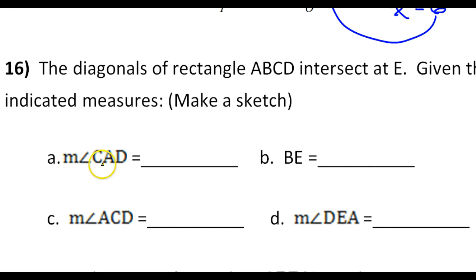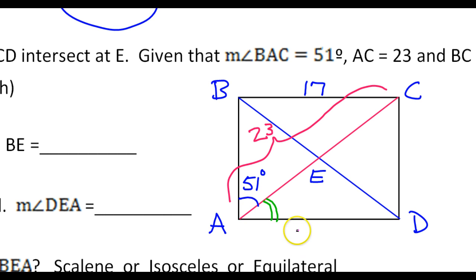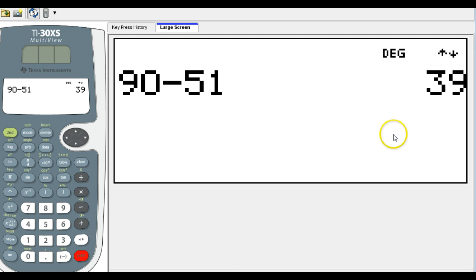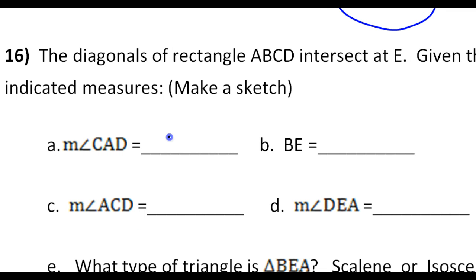So for example, we're supposed to find the measure of angle CAD. Well, angle CAD is this angle right here. Now you know that these two angles have to add up to 90 because it's a rectangle. So if I want to find CAD here, I could simply do 90 minus 51. So that's 39. So there you go, 39 degrees.